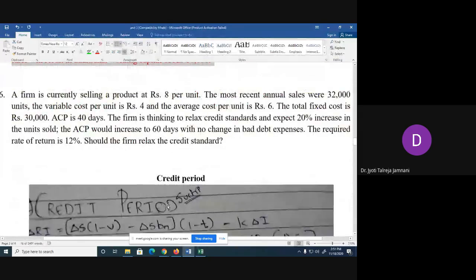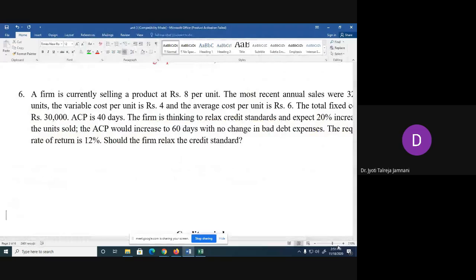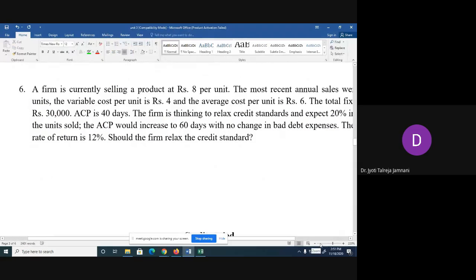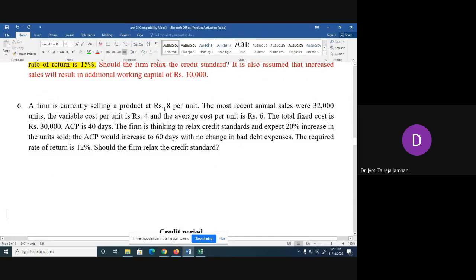So the second problem that we have to do: a firm is currently selling a product at rupees 8 per unit. The most recent annual sales were 32,000 units. The variable cost is 4 rupees and the average cost is 6 rupees. They've given you the total fixed cost and the average collection period. The firm is thinking to relax the credit standards and expects a 20% increase in the units sold.